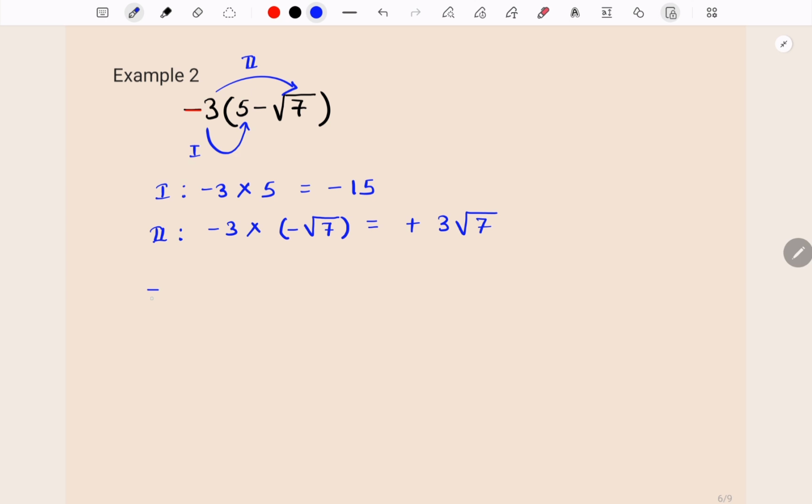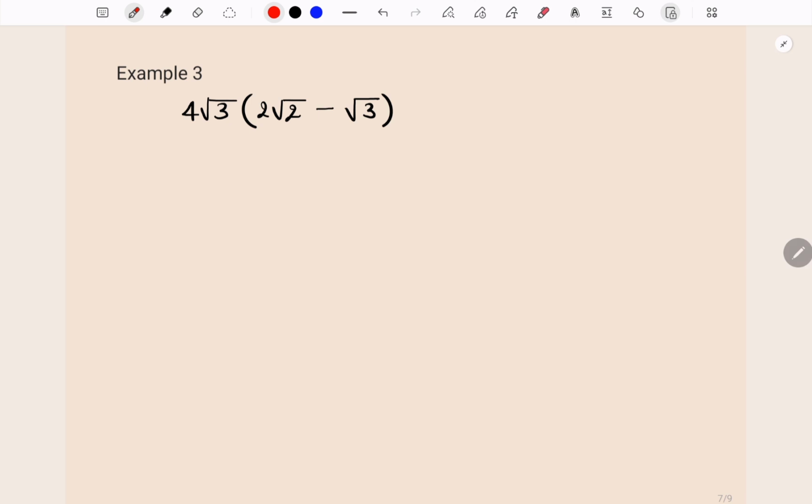Now, let me go back to the original question. Let's write the result of the first multiplication, that is negative 15. And now let's write the result of the second multiplication, that is positive 3 root 7. And that would be the answer of this question.